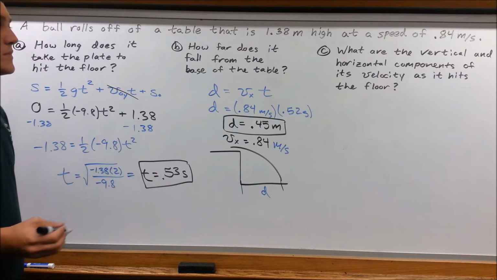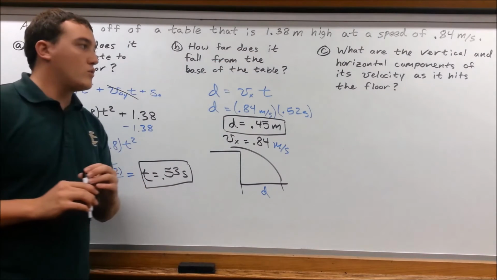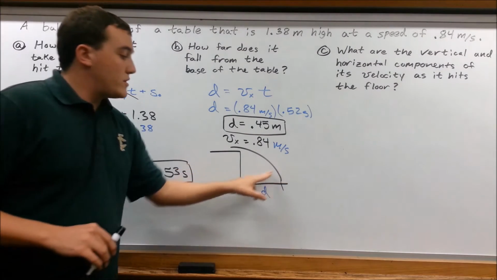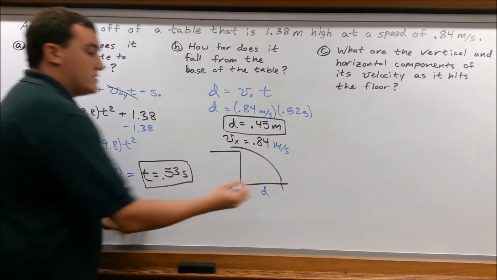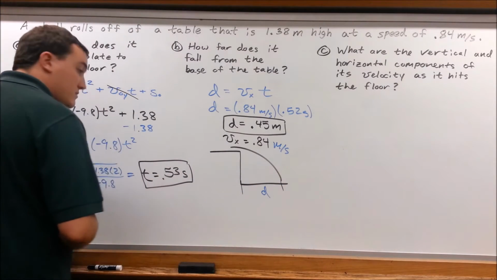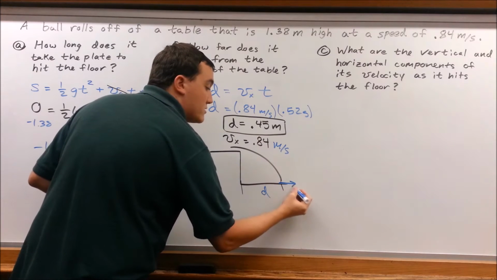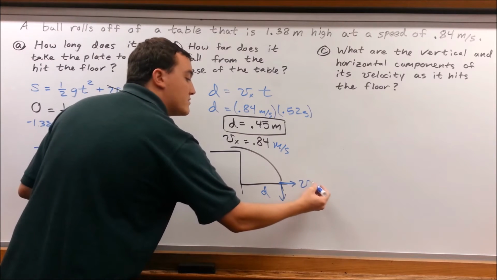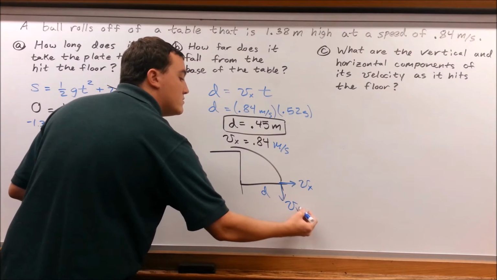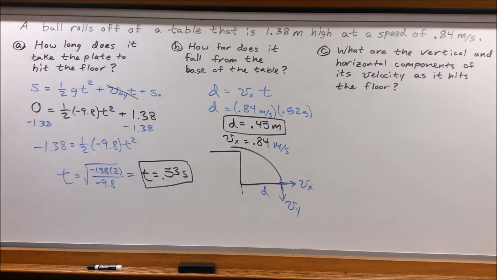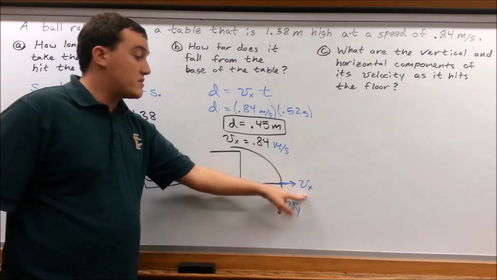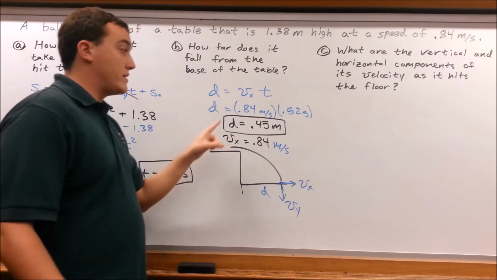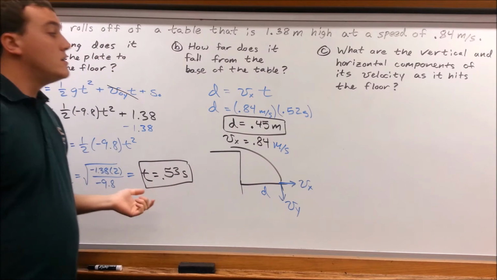And the last problem. What are the vertical and horizontal components of its velocity as it hits the floor? So we want to know what it's doing down here. It still has some velocity in the x direction, and it also has a velocity in the y direction when it's hitting the floor. Our Vx and Vy. Vx is easy. We know Vx is constant because gravity is not affecting it. So there's nothing affecting it in the x direction. It stays at 0.84 meters per second.